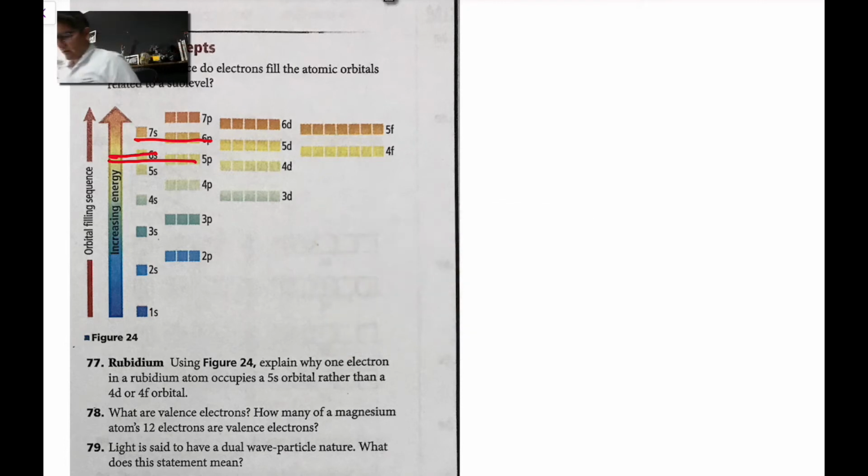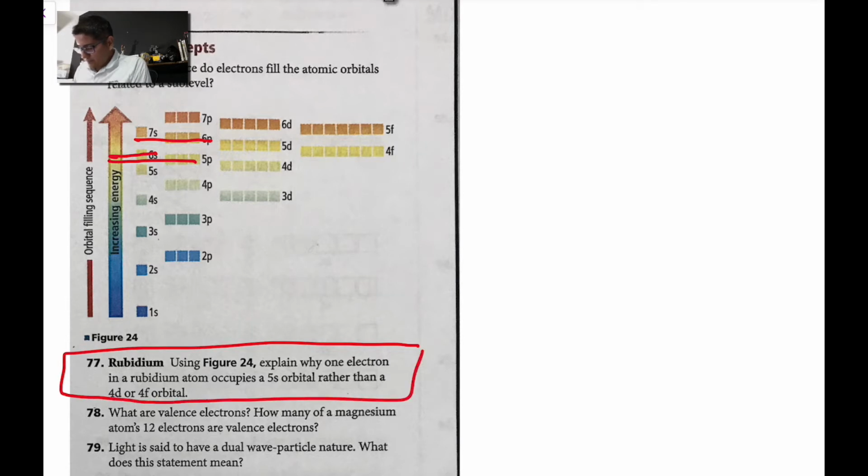So what I have here on the screen is page 167. I'm going to be working out the odds, so I'm looking at number 77 right here, okay? All right. So number 77, it says rubidium, using figure 24, which is right here, this figure. Explain why one electron in a rubidium atom occupies a 5s orbital rather than the 4d or a 4f orbital.